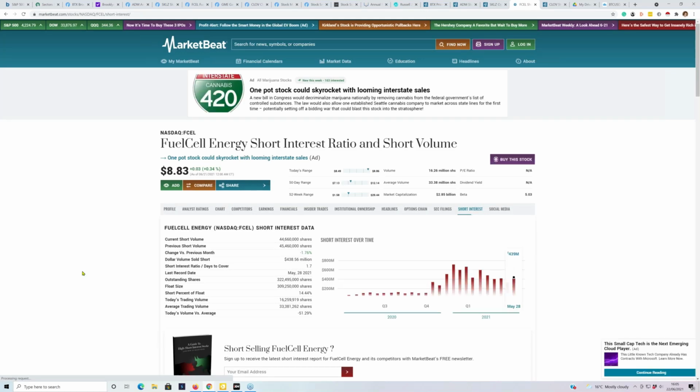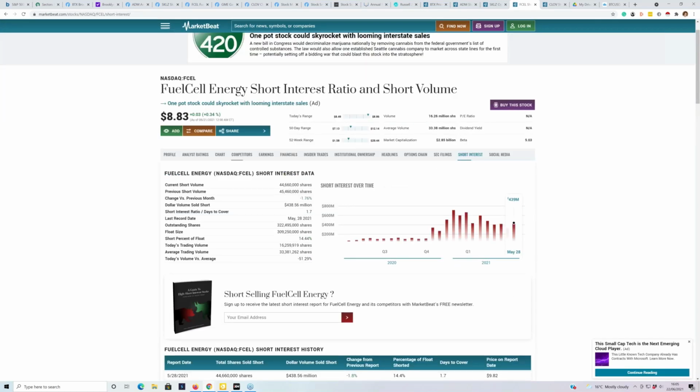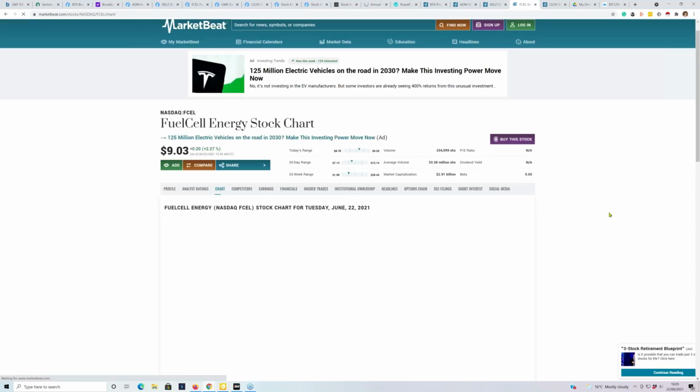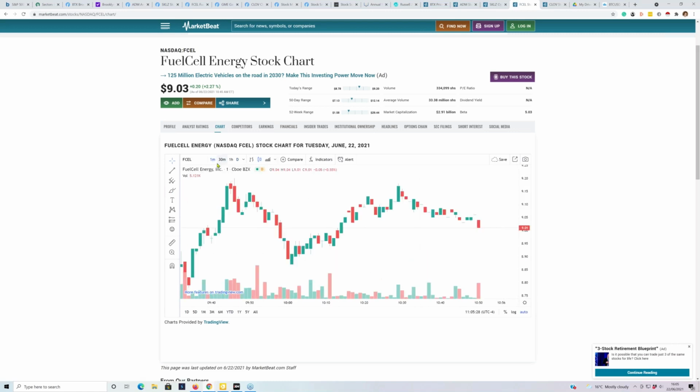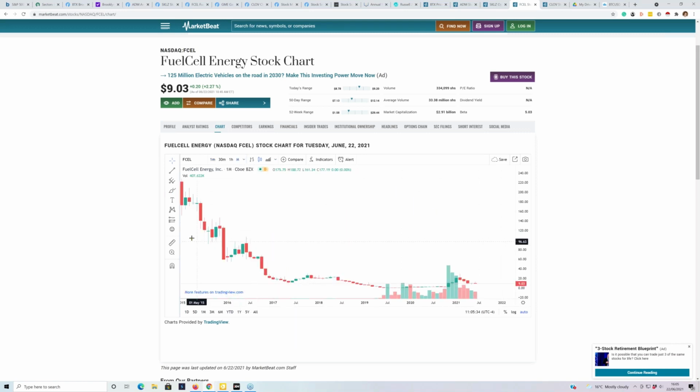But FuelCell, it's absolutely staggering. It's got a lot of short interest, and lots of short interest, as we know, potentially sets up a short squeeze. But if we look at the chart, I really couldn't believe this when I saw it. Let's have a look, hopefully on the months. Yes, this is actually staggering. It was at one point $240, and it's down at $9.